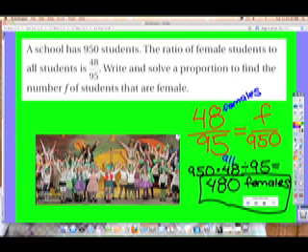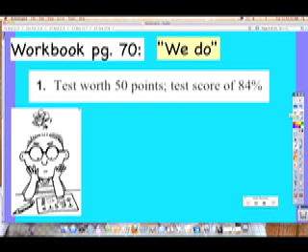Okay, let's do another one. I want to help you with number 1 in your workbook. So stop on the scratch paper. Don't lose it because we're going to come back to your scratch paper for our activity. But right now, go to your workbooks. Open your workbooks to page 70. Let's do number 1 together.